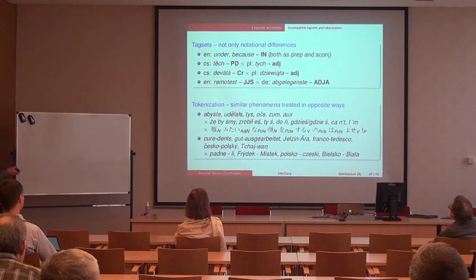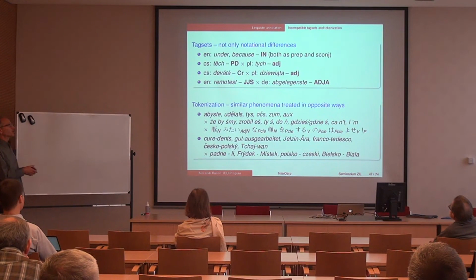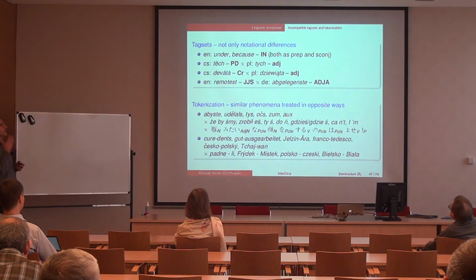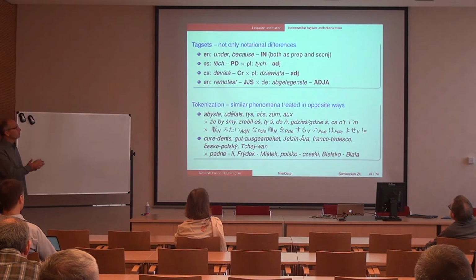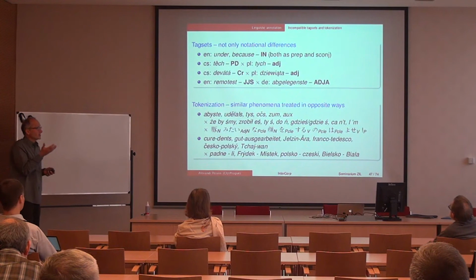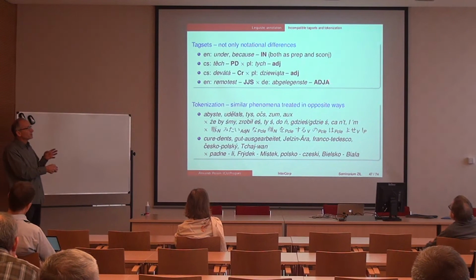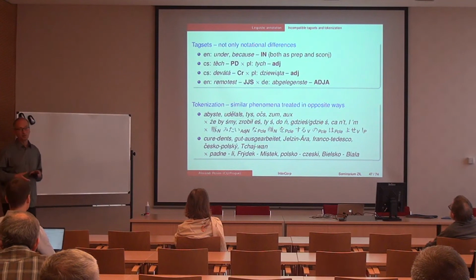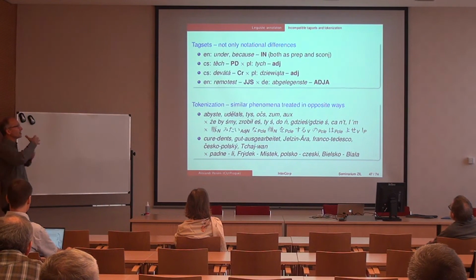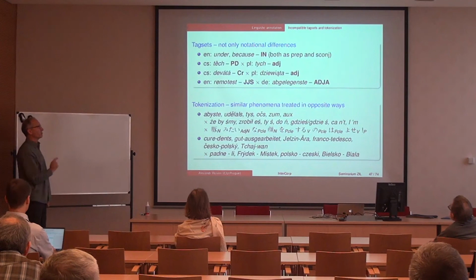In English, we would have the superlative form of an adjective tagged as such, while in German we do not see the information that it is superlative. But in addition to it, or instead of it, we see the information that it's an attributive adjective. Yeah? So you see there are different views of the same thing. About the tokenization: you have similar phenomena treated in opposite ways.